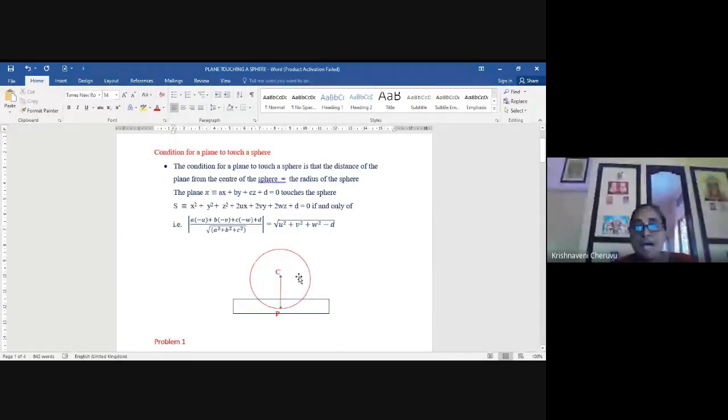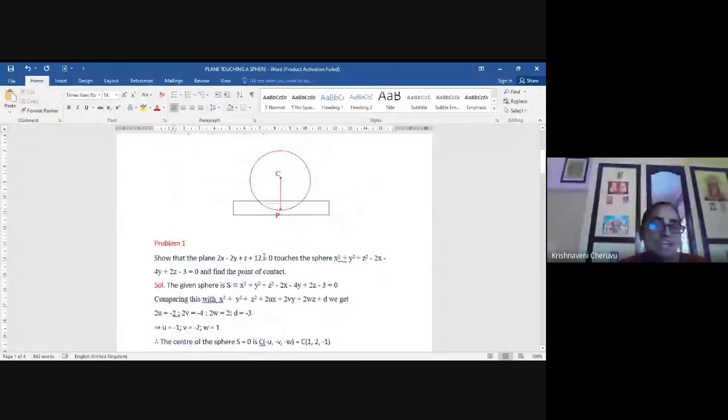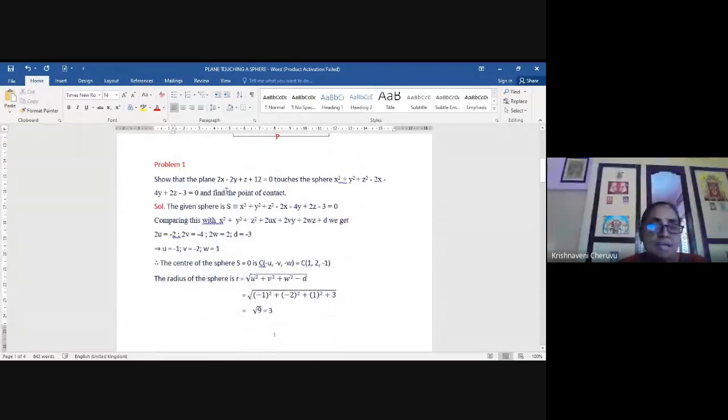Now, this condition you must remember, girls. And distance being positive, you should take the absolute value, the modulus. So let me do two problems on this model. The very first question is this: show that the plane 2x minus 2y plus z plus 12 is equal to 0 touches this sphere, and also find the point of contact.